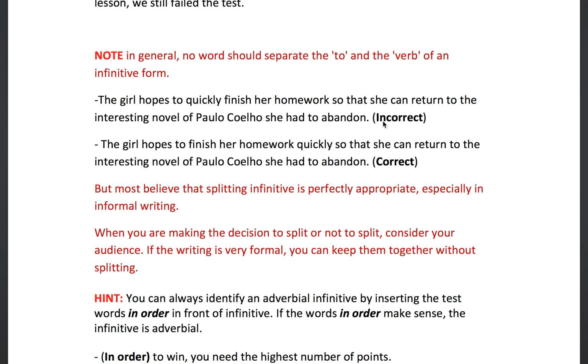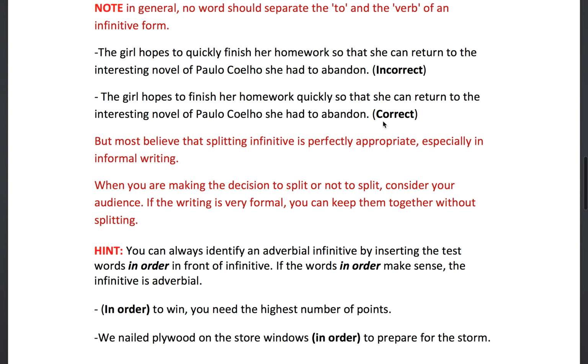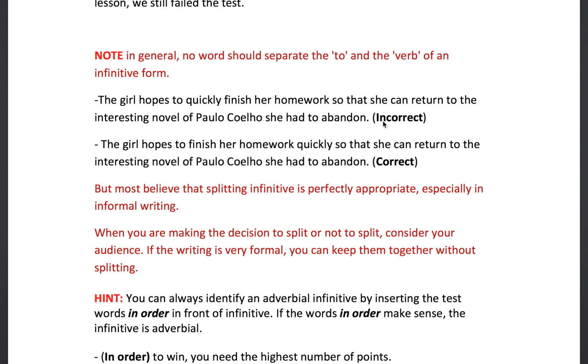So here are some notes. It's also about what to do with to here. In general, no word should separate the to and the verb. As we said, we have to plus the verb base to shape the infinitive form. For example, you can have some cases where you split the to and verb by using other words, like an adverb between them or anything.